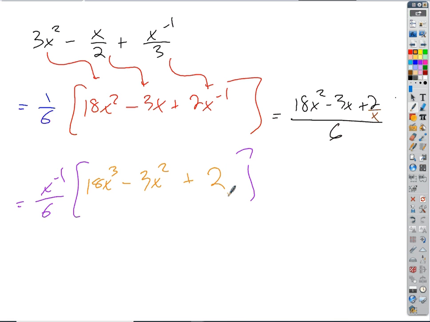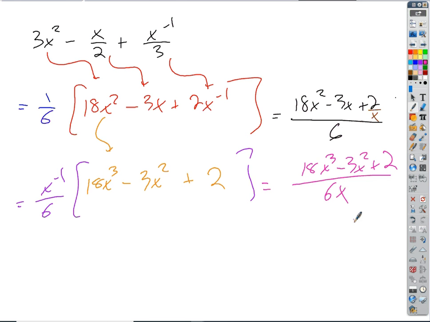Okay, makes sense? And once again, how do I make this connection? If I'm factoring out an x to the minus 1, it means I'm dividing by x to the minus 1, right? Dividing by x to the minus 1 means I'm going to do this exponent minus a negative 1. That's plus 1, right? Everybody get that? Yeah. Okay, and then I could write the x to the minus 1 as an x on the bottom. And so all that means then is I'm going to get 18x cubed minus 3x squared plus 2 over 6x.